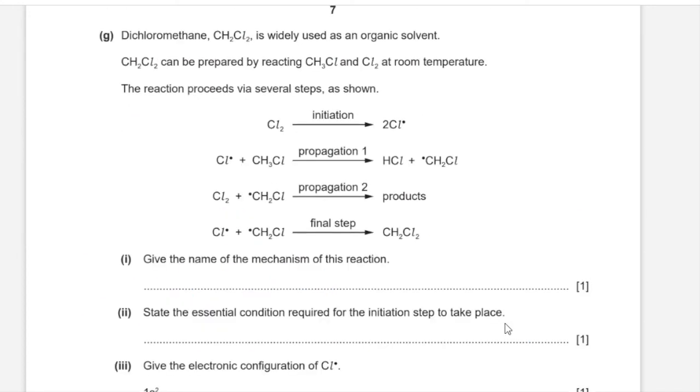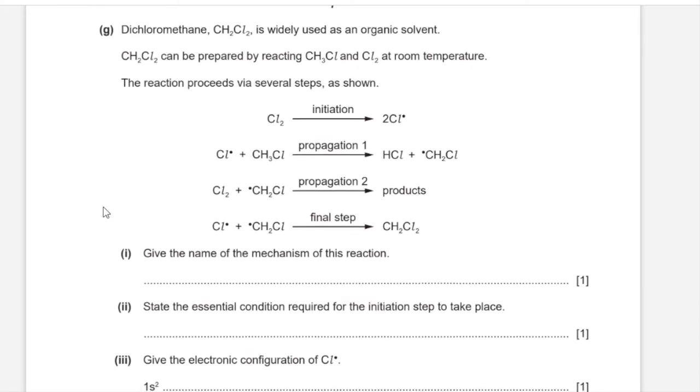Dichloromethane is widely used as an organic solvent. Dichloromethane can be prepared by reacting chloromethane and chlorine at room temperature. The reaction proceeds via several steps as shown. So you have initiation, propagation, step 2, and then the final step.